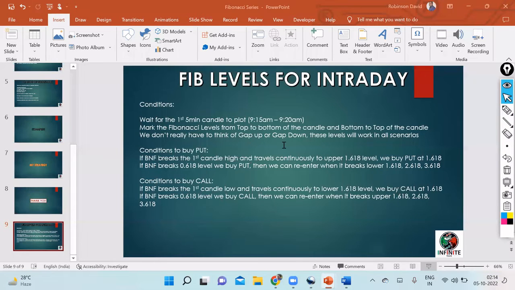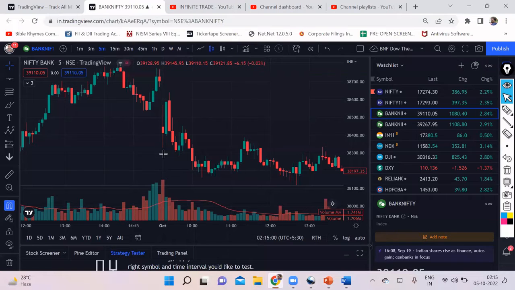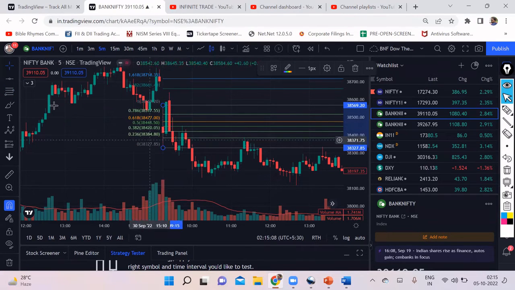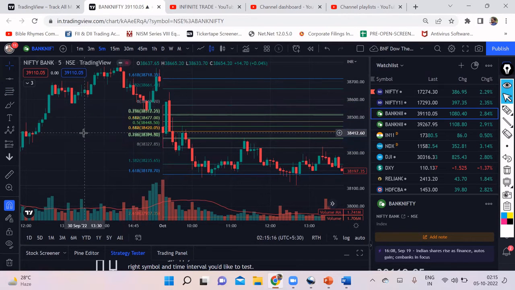Now let's go and check the chart and understand how we should have traded the 3rd October. So this is the first 5-minute candle. I'm marking the high to the low and then the low to the high. You need to ensure that you watched the first video on how to use Fibonacci, because I have shared my settings over there, and those settings are very important because if you put any other settings, it would be a lot of confusion for you. Okay, so we have marked both high and low, from top to bottom and bottom to top.